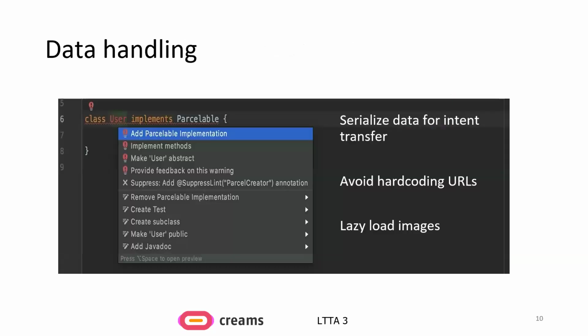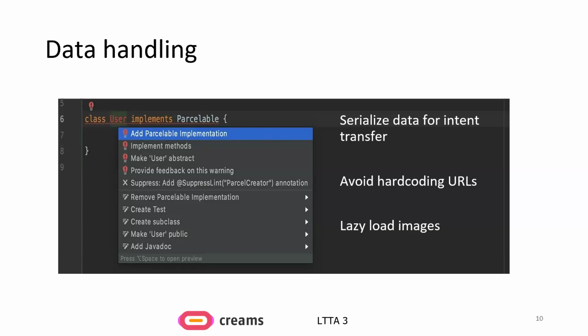Now, according to data handling, this is some basic programming knowledge. You should always serialize data for intent transfer. And how we do this, we use something called Parcelable and Serializable, which is an efficient way to pass data between Android components, such as activities and fragments, or for storing data in bundle objects when we want to pass those along different activities. It is very optimized, and it has great performance for Android platforms.